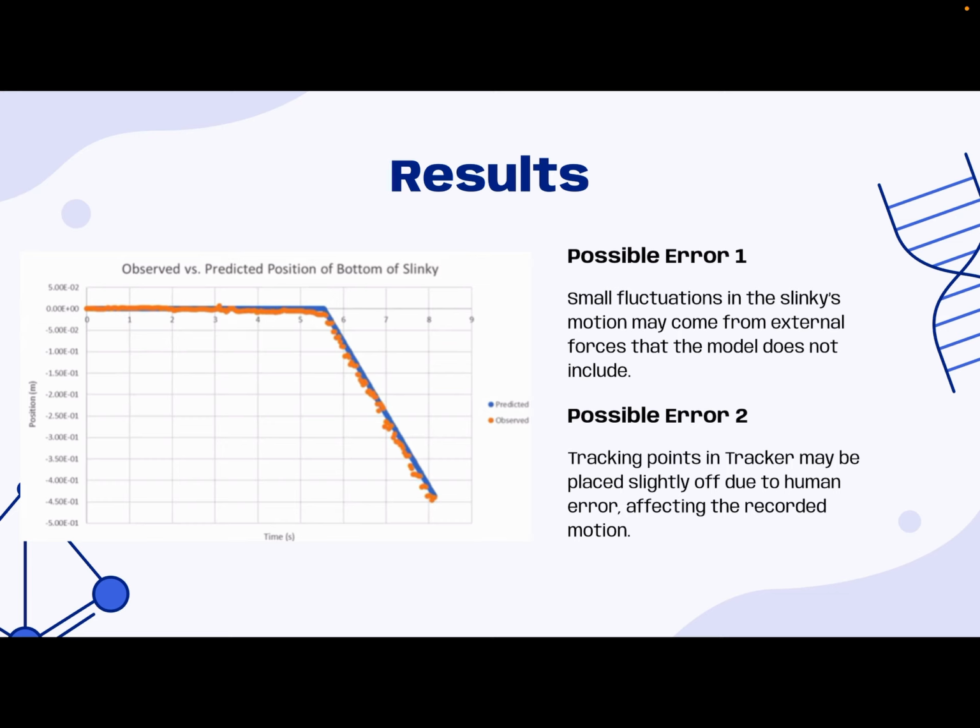So for the results, this graph compares the observed motion to the predicted motion of the bottom of the slinky. As you can see, the computational model matches the real-world data extremely well. Both show that the bottom stays in almost the exact same location until the slinky fully collapses. The small fluctuations in the observed data are likely caused by external forces that the model doesn't include, like slight wind or air currents. There's also some human error. Tracker point placement isn't always perfect.